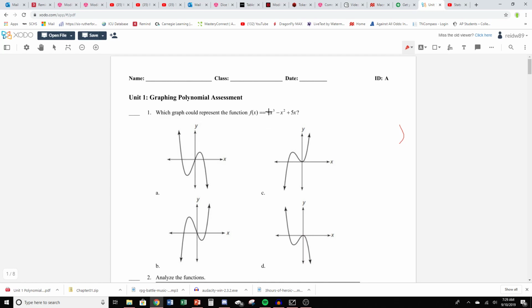On this one you have the negative in front of the x cubed, which means its end behavior is going to be going down, so it can't be this one and it cannot be this one. Neither of those are going to work. Then from there we just need to compare these. So how do I know which one it is?